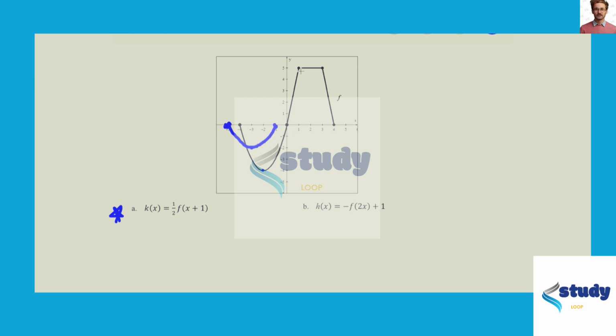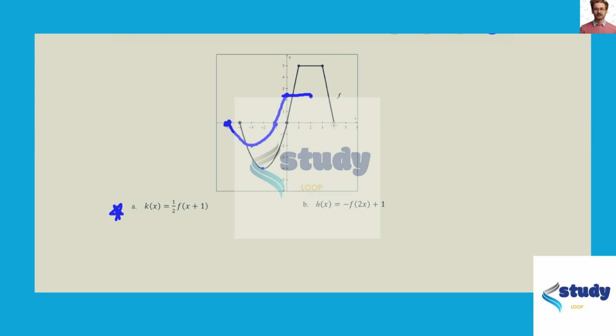Okay, and then we have the point 1, 5. Half vertically would be 1, 2.5, and then left 1 would be 0, 2.5. The point 3, 5, half vertically would be 3, 2.5, and then left 1 would be 2, 2.5. And then our last point at 4, 0, half vertically stays put, left 1 is at 3, 0. Okay, this is a vertical shrink by 1/2 and left 1.